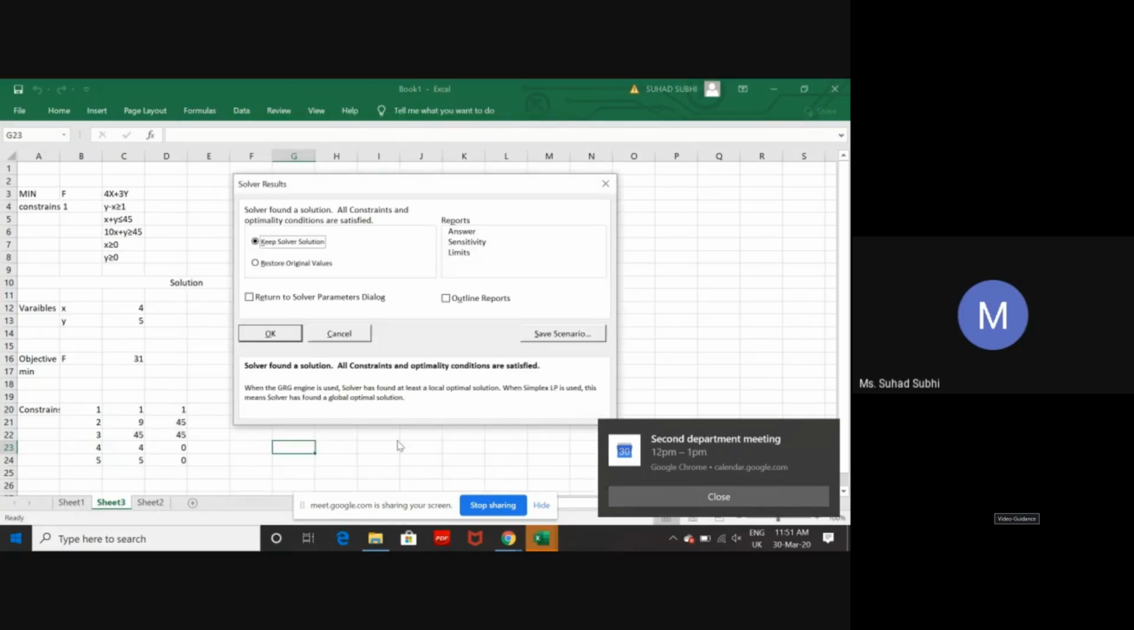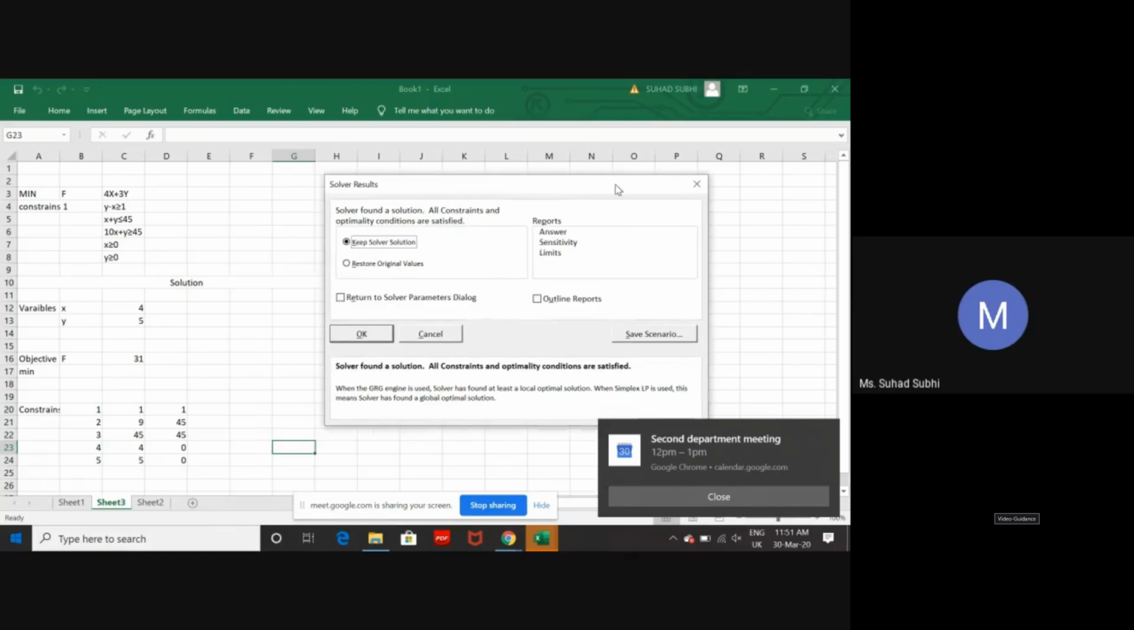Now, what do we have here? This solution is giving me that when the value of x equals 4 and the value of y equals 5, the minimum value is 31. So this is the minimum value, and it happens at x equals 4 and y equals 5. You can keep the solver solution.